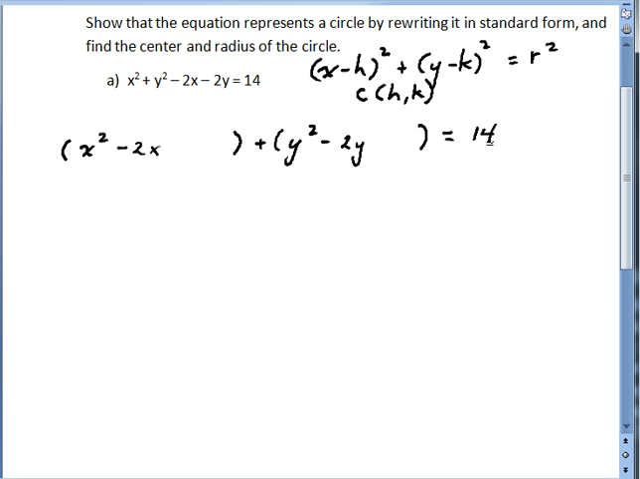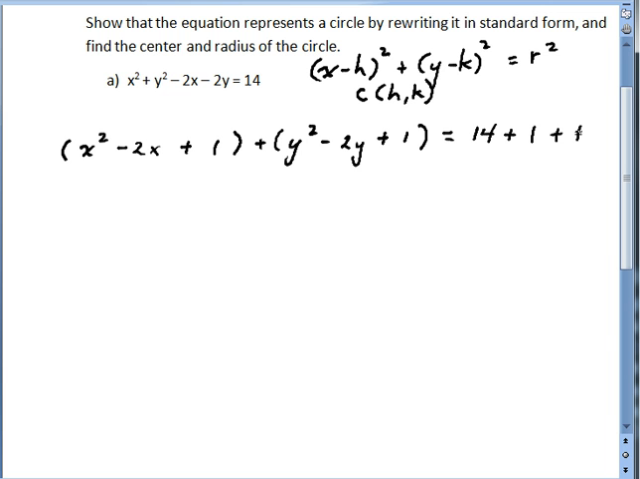The first thing we're going to do is add half of the coefficient of x to both sides. That's negative 1 squared, which is 1. We add that both to the left and the right. We've now completed the square in x. We do the same thing for completing the square in y, where the coefficient of y is also negative 2, so we're adding negative 1 squared, which again is 1.